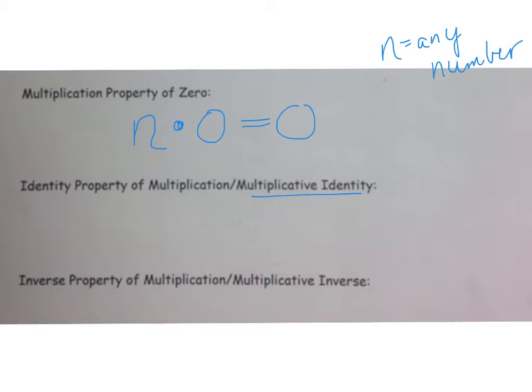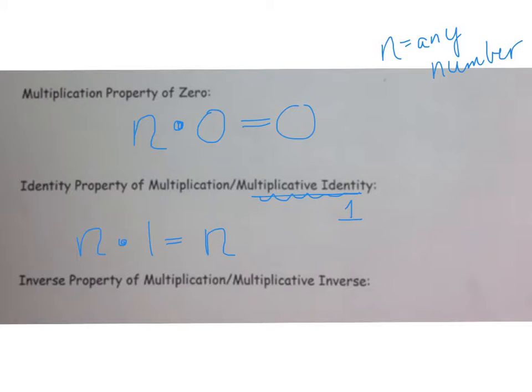The multiplication property of 0 just says if you have any number, we'll just call that n, times 0 equals 0. So n stands for any number at all. The identity property of multiplication, or the multiplicative identity, is 1. So we say any number times 1 is the original number. So therefore, the multiplicative identity is 1.